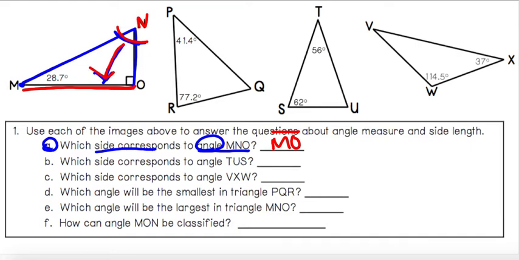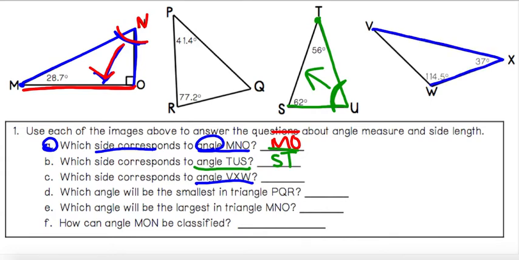It said, which side corresponds to angle TUS? So first we need to find angle TUS. I trace from T to U to S, and I'm working with this angle here. The side opposite that angle is ST with a line over the top. ST. Okay, letter C. Which side corresponds to angle VXW?